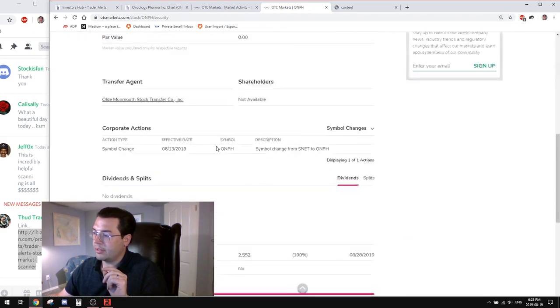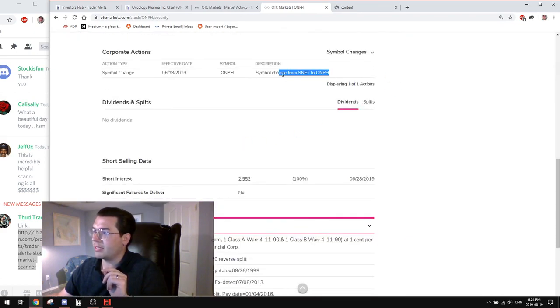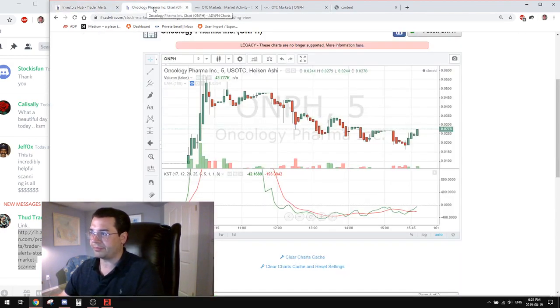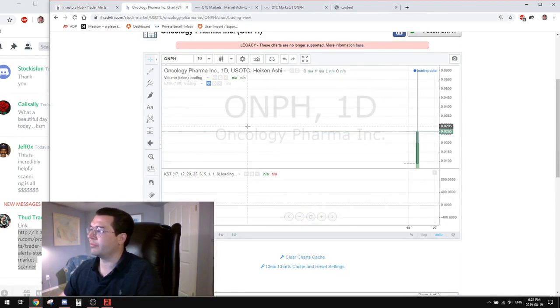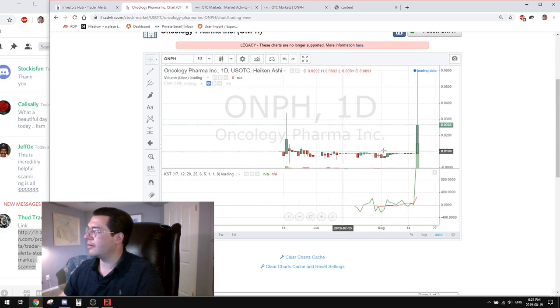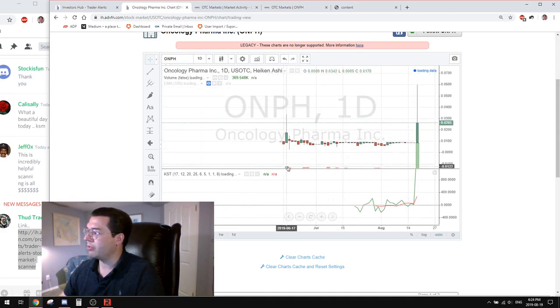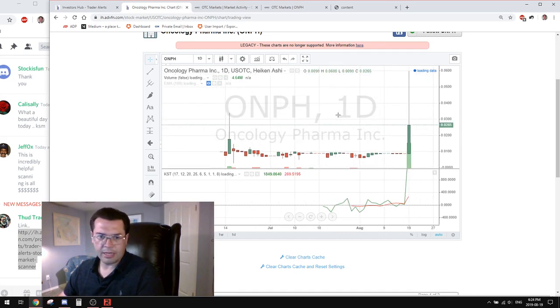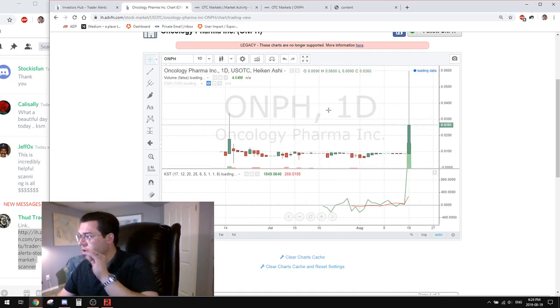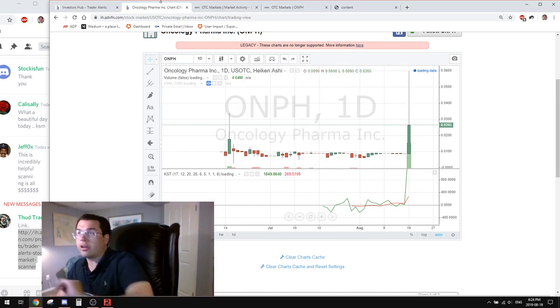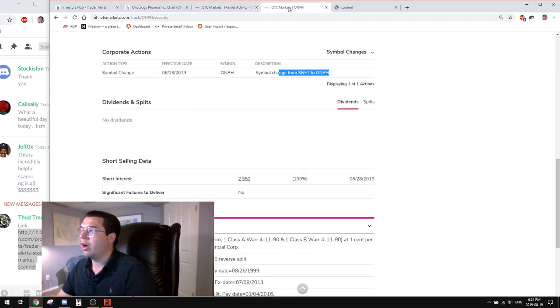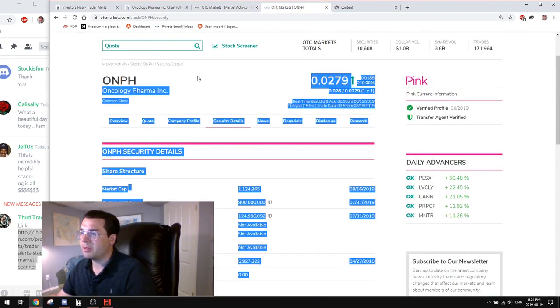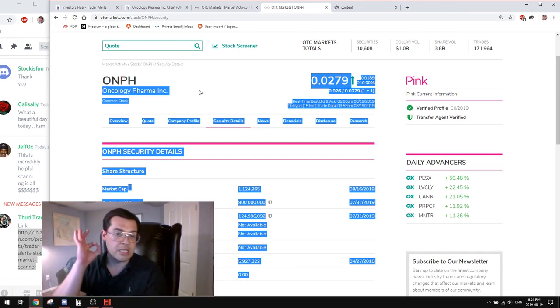ONPH did their symbol change from SNET to ONPH in June, right here, and like five people cared. Five people. That's why this chart's incomplete, because it's a new symbol. It doesn't always happen that way, but it happens sometimes. So I know that this beautiful setup, pink current, called Oncology Pharma, has been sitting there on this float for this long with Zippo for volume.